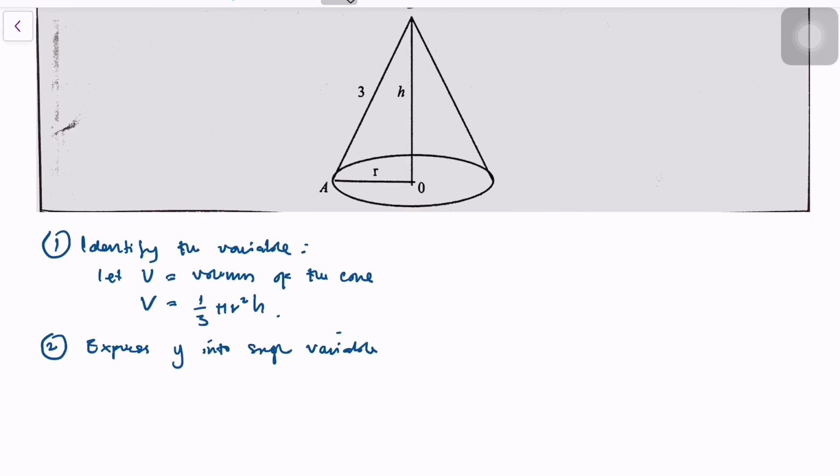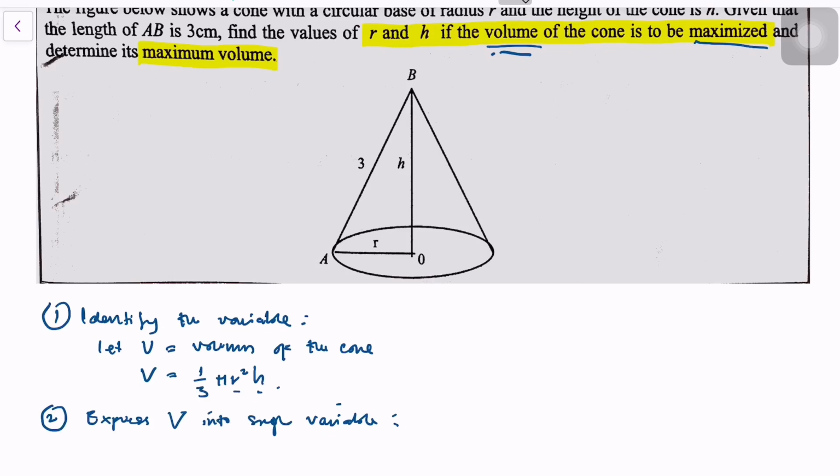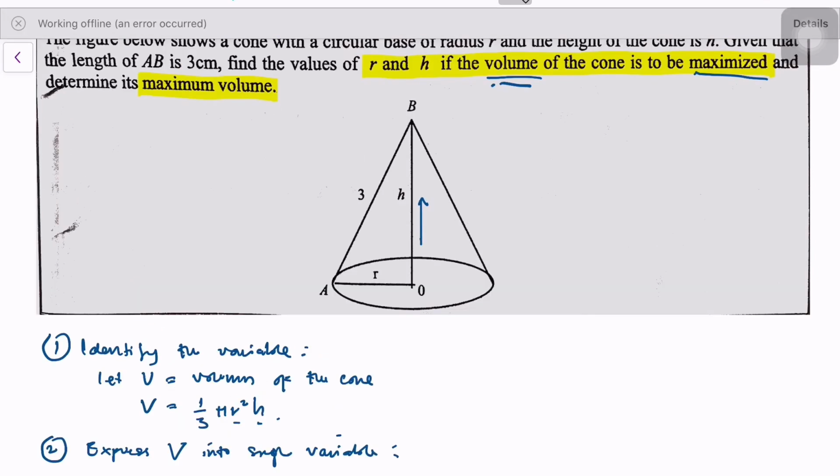So in this case kita nak express V into a single variable. So we notice that in the formula of volume V here, kita ada dua variable, iaitu R dan juga H. So kita nak jadikan single variable. Since we are talking about optimizing of the volume, so apa yang kita nak tengok dekat sini adalah perubahan ketinggian. Okay, so ketinggian. So therefore, I'm going to simplify the equations from the Pythagoras theorem.